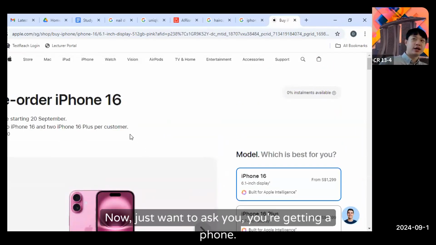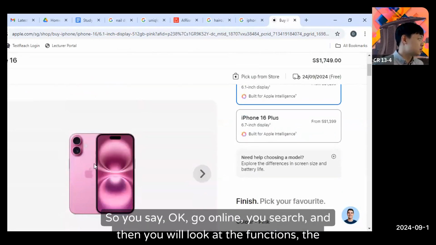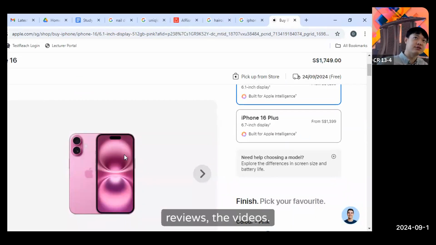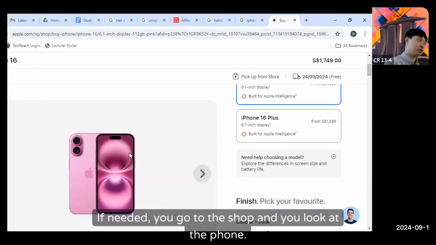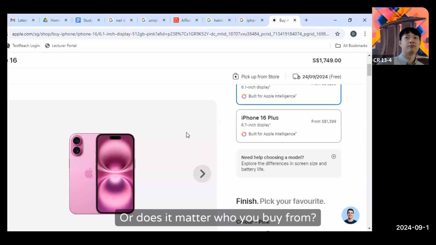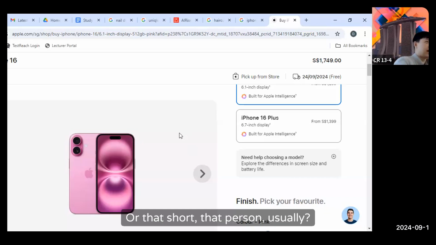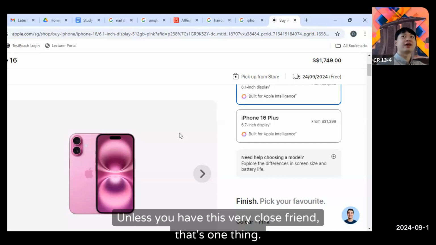Now, just now I asked you, you're getting a phone, how do you do that? You say go online, search, and look at the functions, the reviews, the videos. If needed, you go to the shop and look at the phone. Then you buy. So the next question: does it matter who you buy from? Do you really care if you buy from this shop, this person, or that shop, that person? Usually, probably not. Unless you have a very close friend, that's one thing.